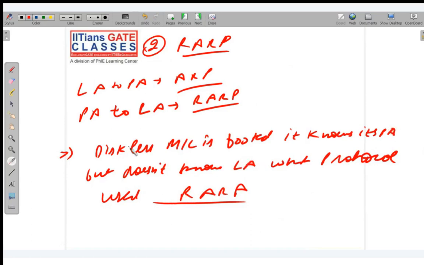So one word you should remember for RARP: reverse procedure. ARP is PA to LA mapping, RARP is LA to PA mapping. That's it. When we dig deep into the topic, I will give you an idea why we need it and so on.